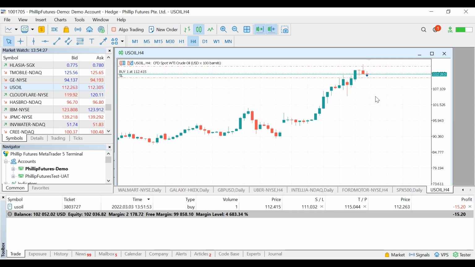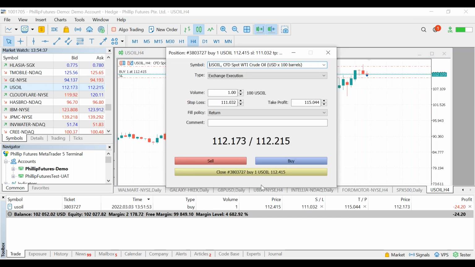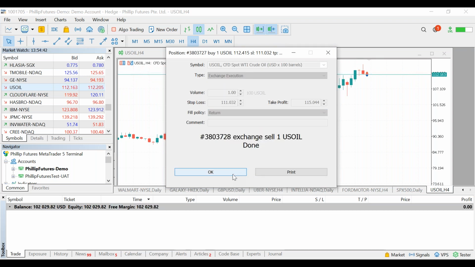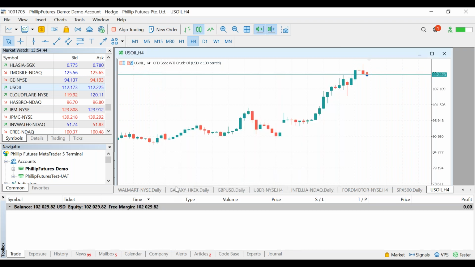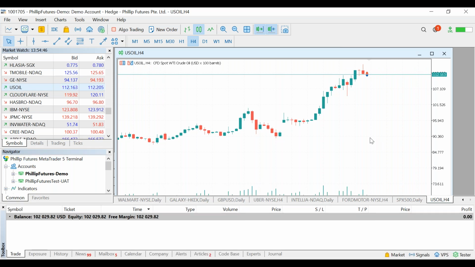So how do you close the order? You can close it simply by clicking close here. There you are. You have realized your loss in this case. All right, so that is how you place and open a trade.